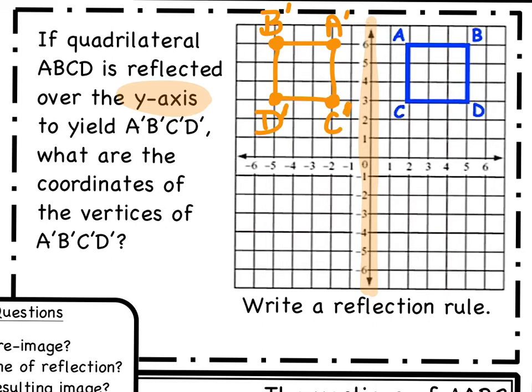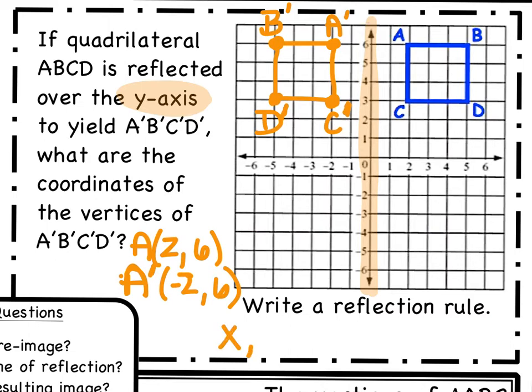Now, once again, we're asked to write a reflection rule, so let's take a look at our coordinates. So I'm going to write them off to the bottom here so that you can actually see them because the two figures are too close together. So the coordinates of the original point A are at (2, 6). And the coordinates for A prime are at (-2, 6). So what we want to do is look at the relationship between that original point and the new one.